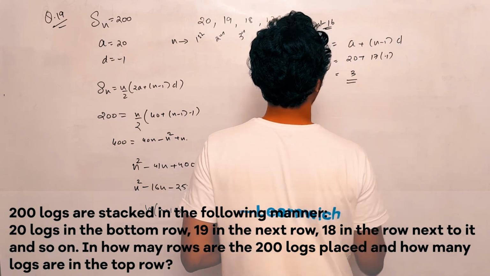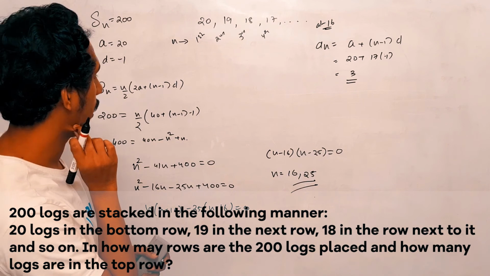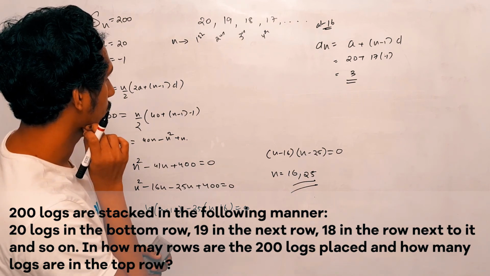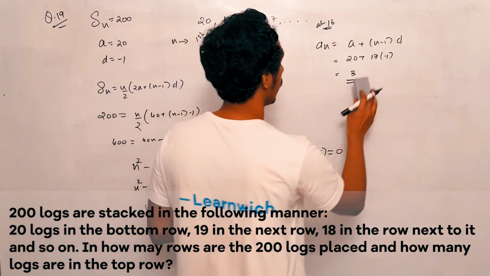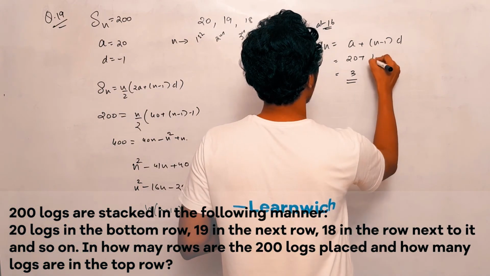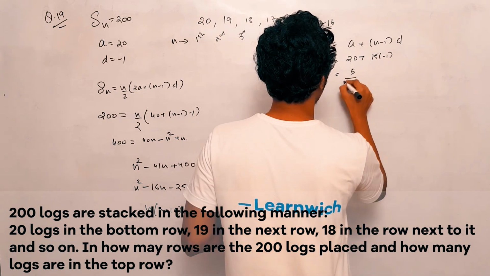Okay, so you get A is equal to 20 minus n minus 1, 16. At n is equal to 16, you have 15, no? Yeah, 15 into minus 1. So finally the answer will be 5.